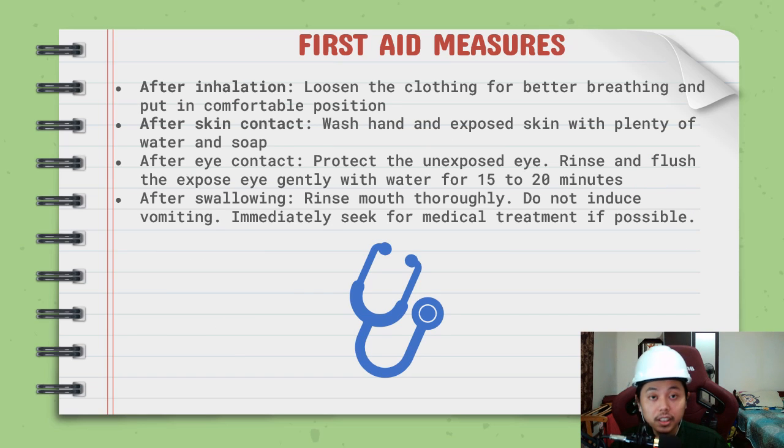Next is the first aid measures. If a person is exposed to the acid via inhalation, try to loosen the clothing of the patient for better breathing and put them in a comfortable position. For exposure through skin contact, wash the exposed skin with plenty of water and soap. If a person is exposed through eye contact, rinse and flush the exposed eye gently with water for 15 to 20 minutes. If a person swallows the acid, rinse their mouth thoroughly and immediately seek medical treatment if possible.